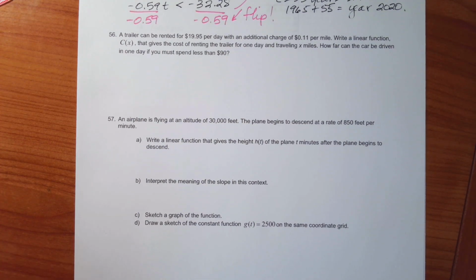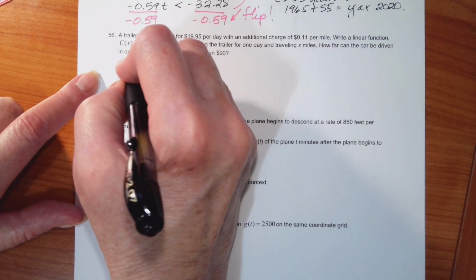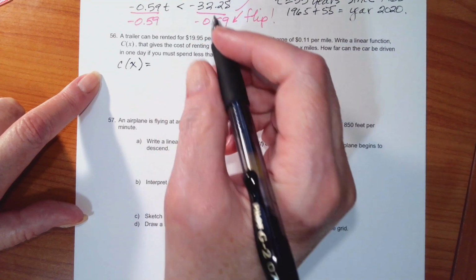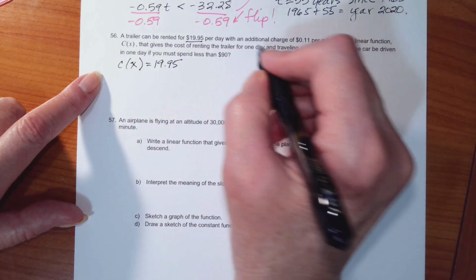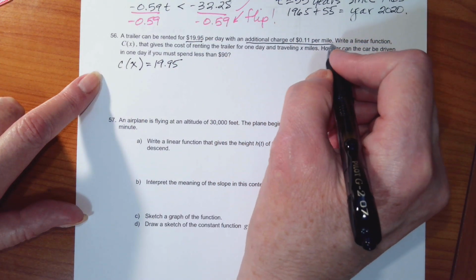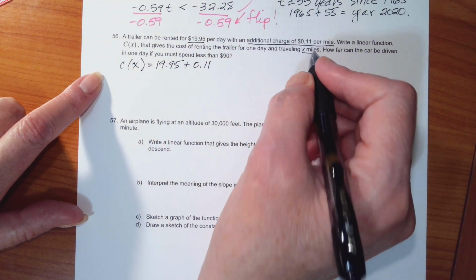Okay, 56. A trailer can be rented for $19.95 per day with an additional charge of 11 cents per mile. Okay, so for part A, I want to write a function c of x that gives the cost for renting the trailer traveling x miles. So the cost of driving x miles is going to be $19.95 per day plus an additional charge of 11 cents per mile, plus 0.11x, where x is the number of miles.